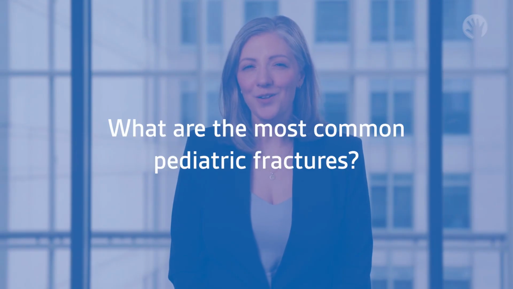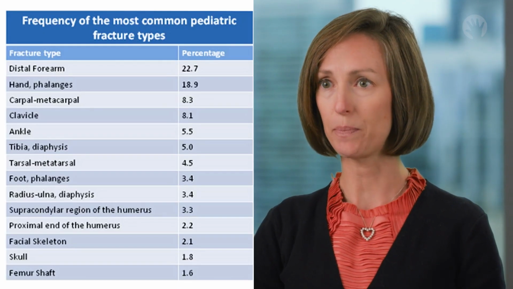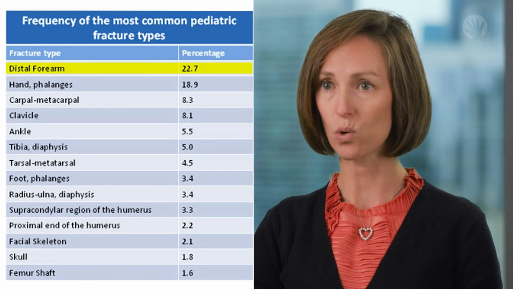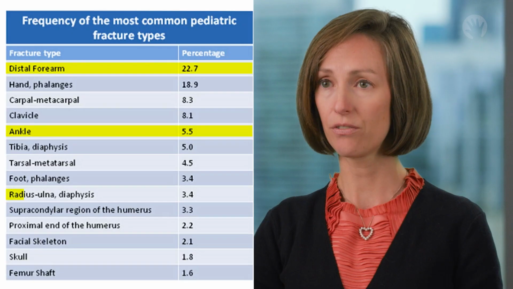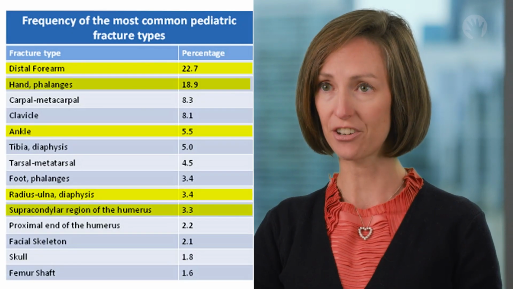So, what are the most common pediatric fractures? The most common location for a pediatric fracture is the distal radius or wrist fracture. Other common locations include ankle, forearm, elbow, and finger fractures.